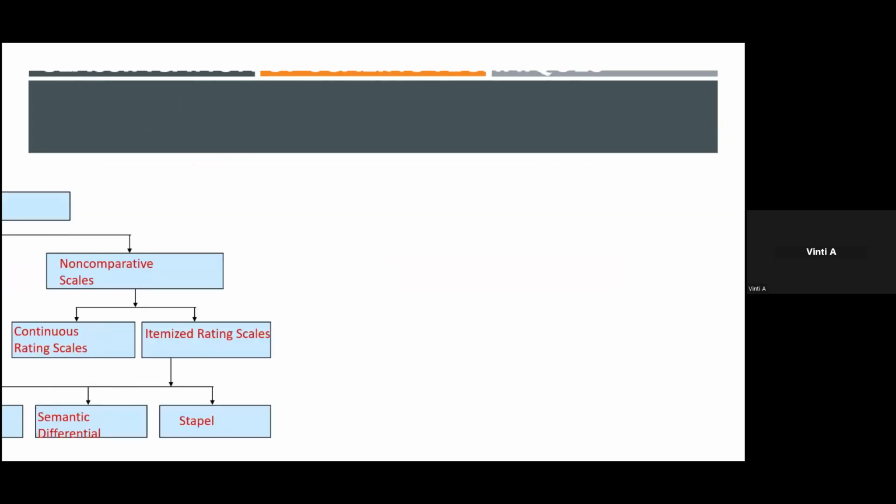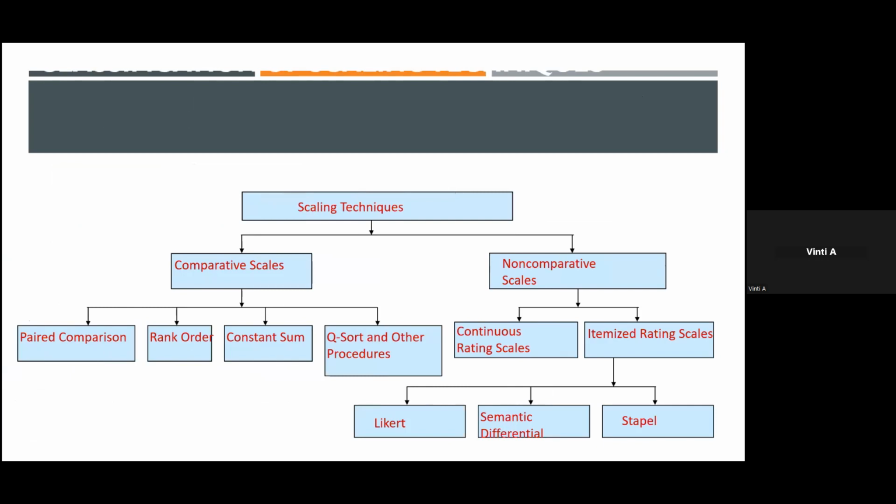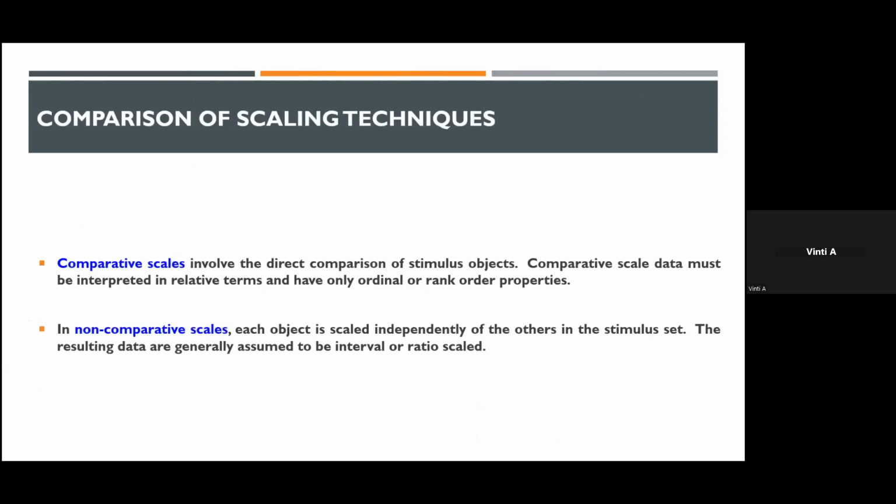Now these are basically scaling techniques. We can just compare them and have a run through. They can be either comparative scales or non-comparative scales. Just very quick ones. Comparative scales is like you are comparing one person or item with another. For example, you've got 5 brands of soaps, and you would compare, let's say on smell, whether this soap is better than this one.